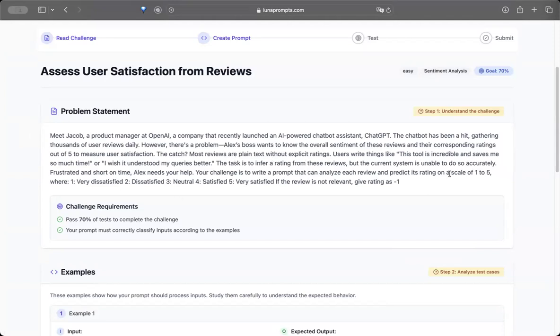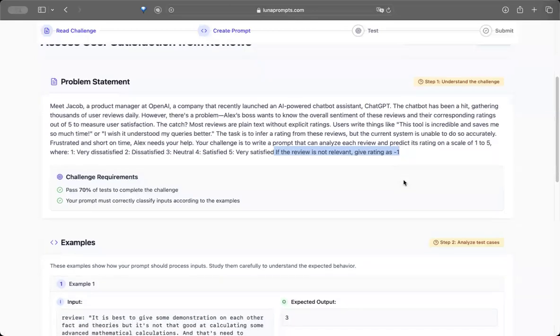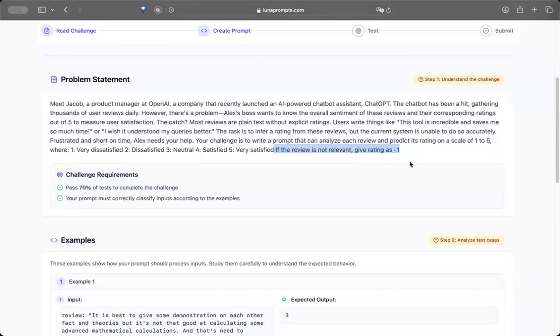The good thing is that they give us the scale, so from 1 to 5, and here's the definition. There is very dissatisfied, dissatisfied, neutral, satisfied, very satisfied. And also there's the possibility that we're given a review that's not relevant. So for example, maybe instead of talking about ChatGPT, they're talking about a book or something that has nothing to do with OpenAI, then we're going to have to give -1 as a rating.